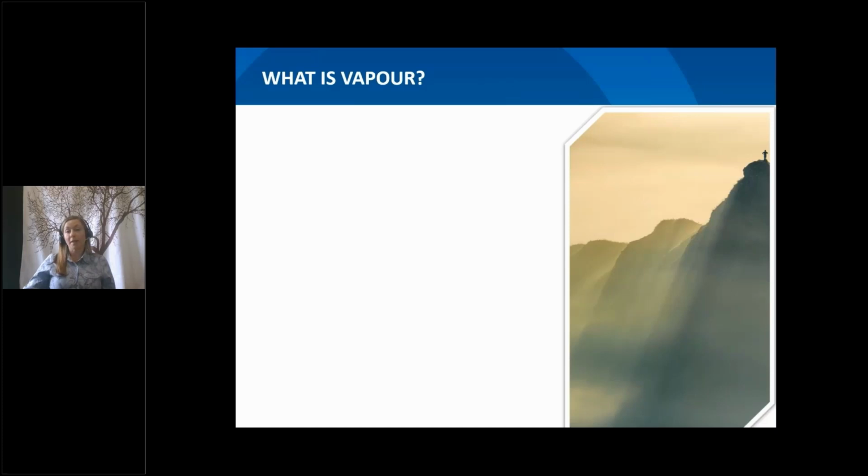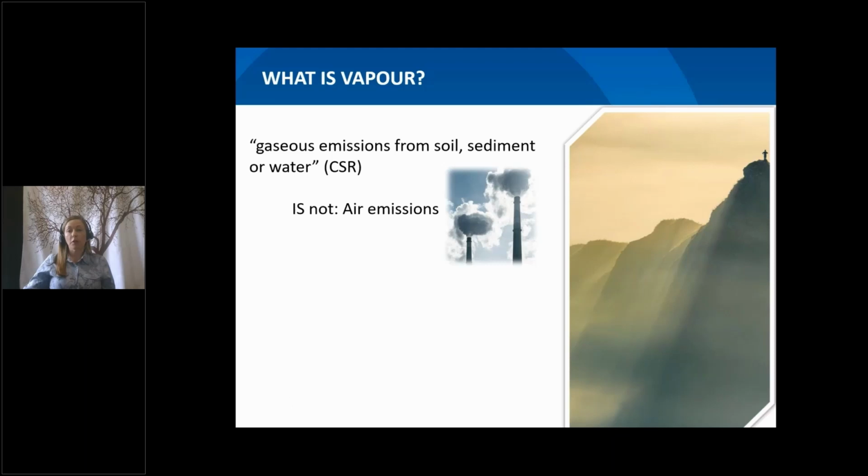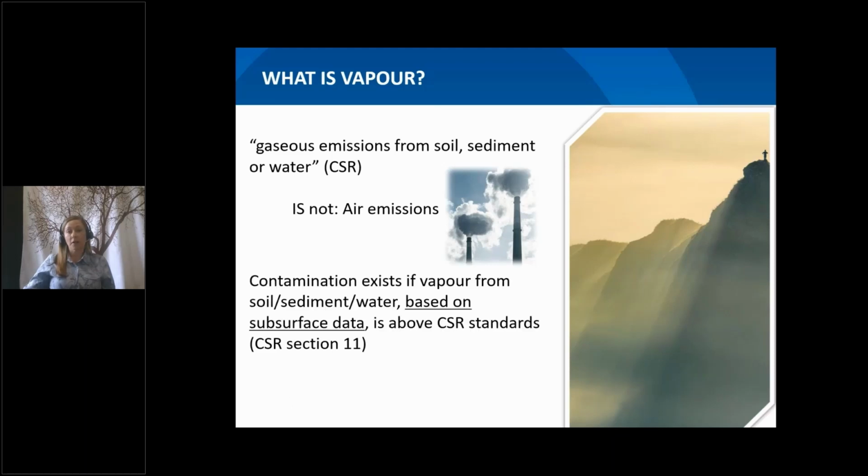So first off, what is vapor? Vapor is defined in the Contaminated Sites Regulation, or CSR, as gaseous emissions from soil, sediment, or water. So vapor does not include air emissions. As defined in Section 11 of the CSR, contamination exists if vapor from soil, sediment, or water, based on measured subsurface data, is above CSR standards in Schedule 3.3.